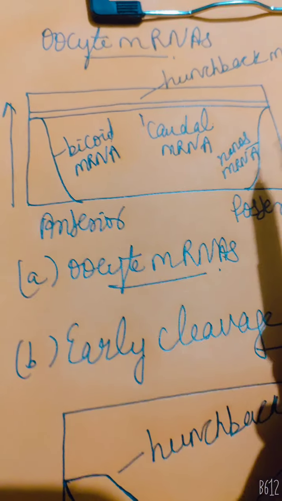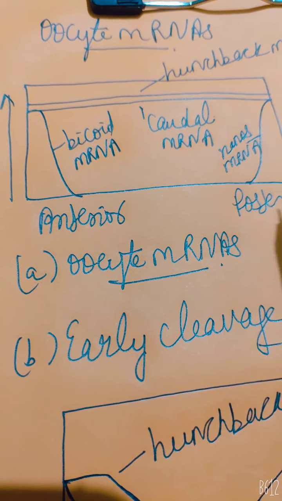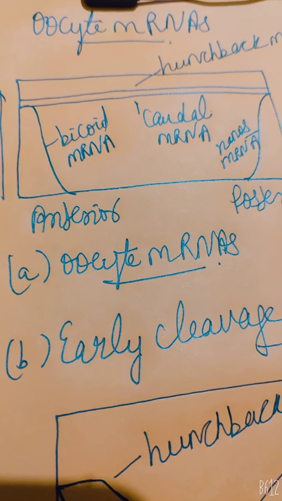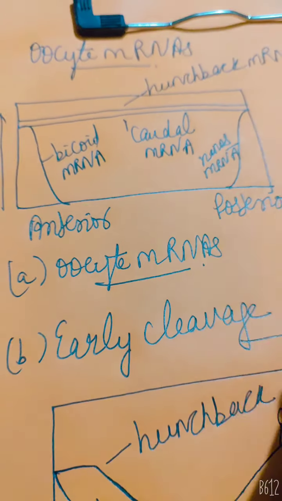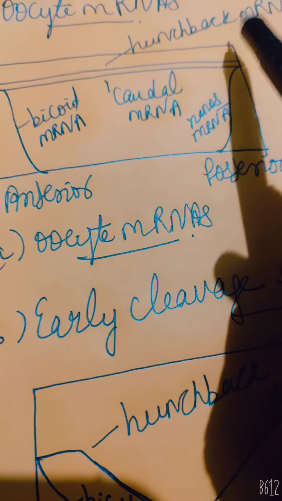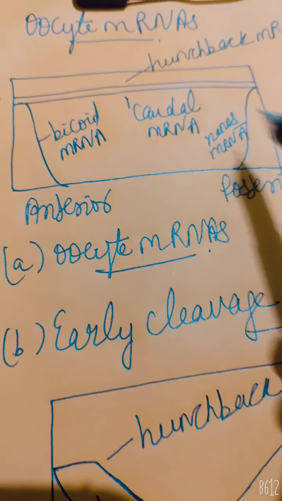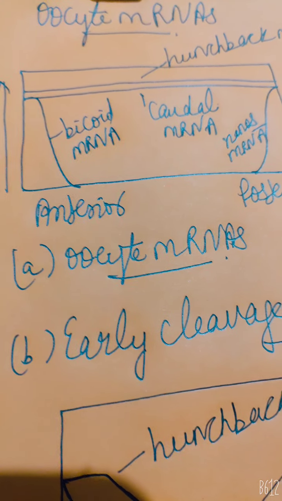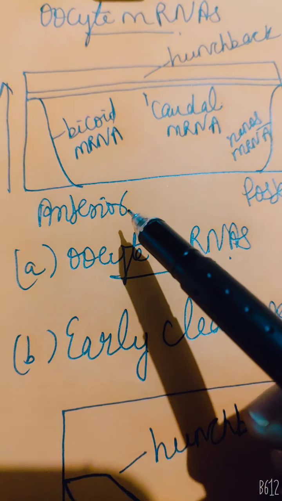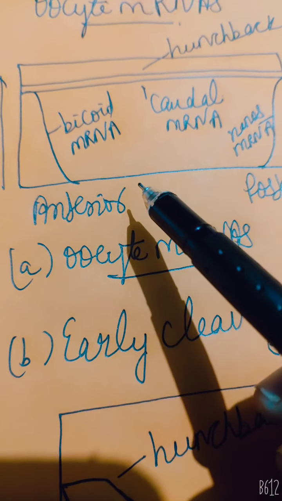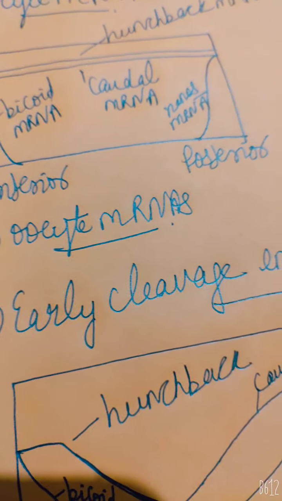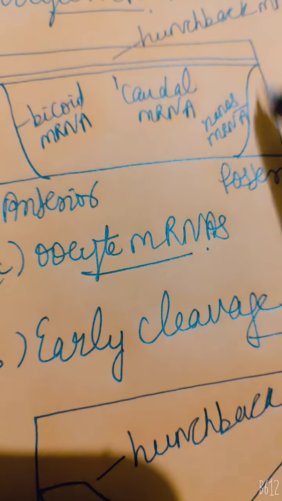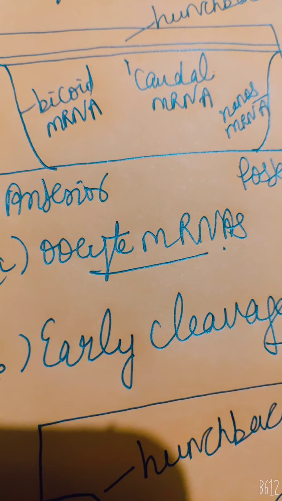Now, in this first oocyte mRNA diagram, it is shown that the hunchback and caudal mRNAs are distributed throughout the oocytes. If we take the square box as the oocyte, hunchback and caudal are present everywhere in the oocyte, entirely. But at the anterior pole, you can find bicoid mRNA getting translated. And at the posterior side, you can see the message of nanos mRNA getting translated. So these are the things.